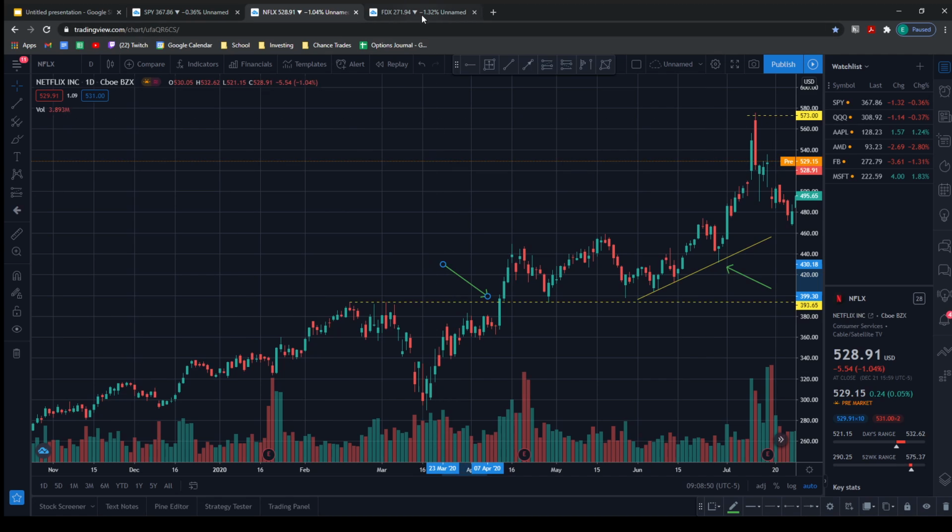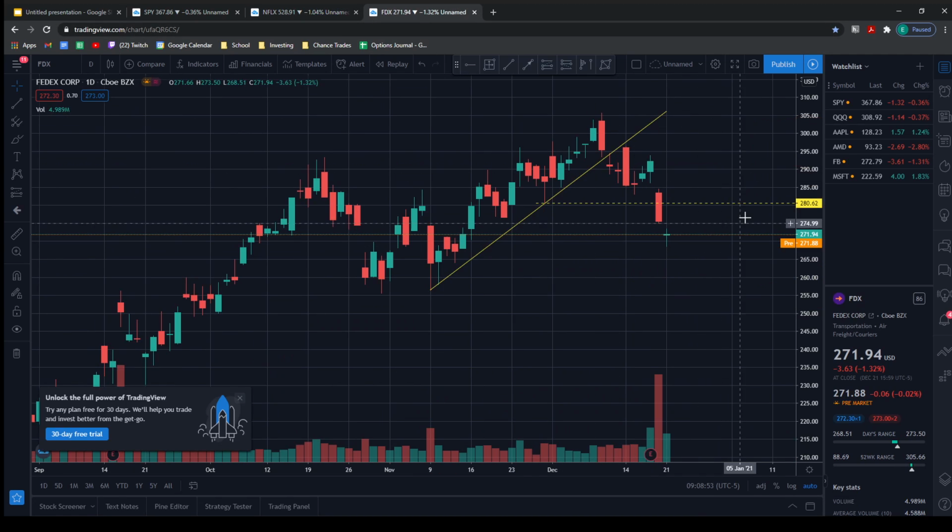The last example of a large candle with no lower wick would be FedEx. On FedEx, we had a support level that was formed over here, and price broke through the support level, and as you guys can see, there's no lower wick on this candle, showing that there is no buying pressure here. If I see that there's no buying pressure, then I'm going to assume that price is going to continue to the downside. So those are a couple real examples that I wanted to show you guys.